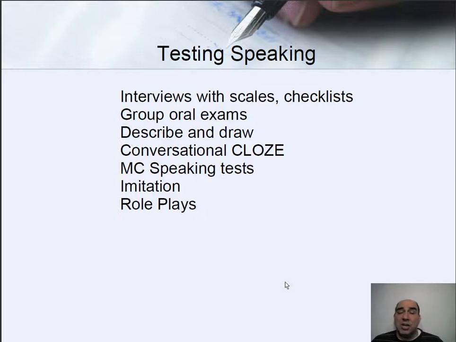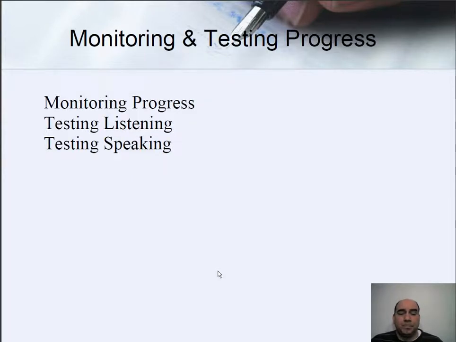You've got conversational cloze, where you listen to a conversation, and I can read part of the conversation, but there are words missing. I have to fill in those words. Multiple choice speaking tests, imitations, where they have to mimic somebody, and then role playing. Many different ways that you can do speaking types of tests. And that's all I have for this whole little blip here on monitoring and testing student progress.